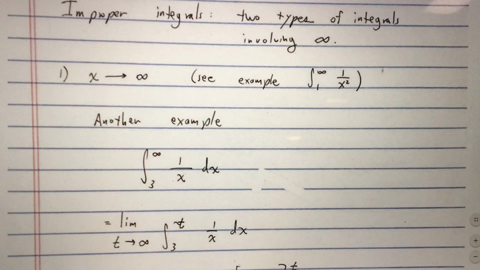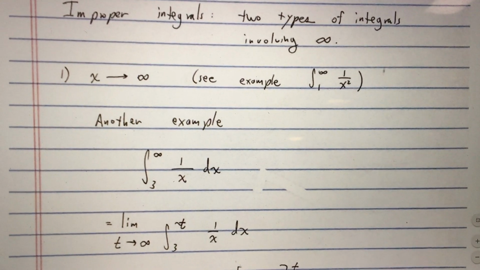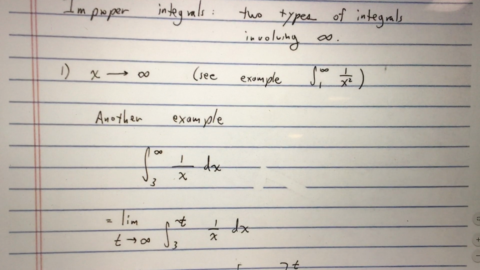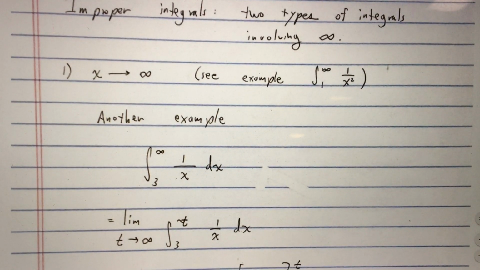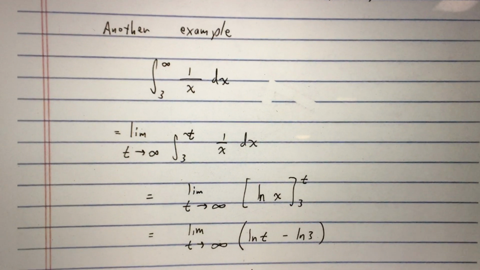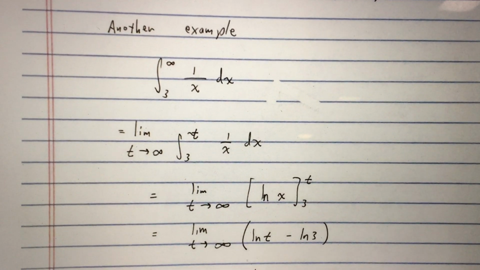I'm going to do the 1 over x squared on the next page, but I'll start out with this one, the integral of 1 over x from 3 to infinity. Alright, so how can you actually work that?